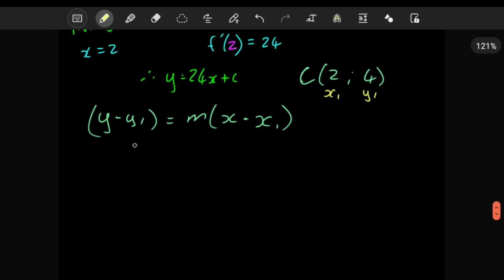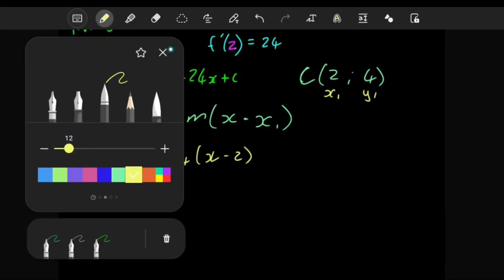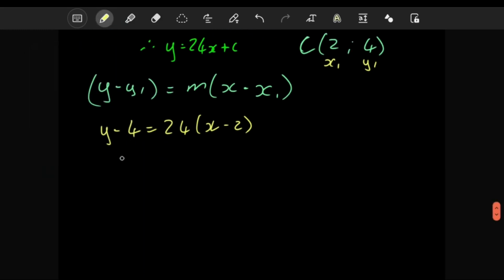So let us carry on here. y is just y, y1 is 4, m is 24, and x we just leave as x. No, this is x1, it's a 2. And then you just simplify further. The 24 you can multiply inside. Cursive in math, you will cry. Just use normal print and you will be fine.